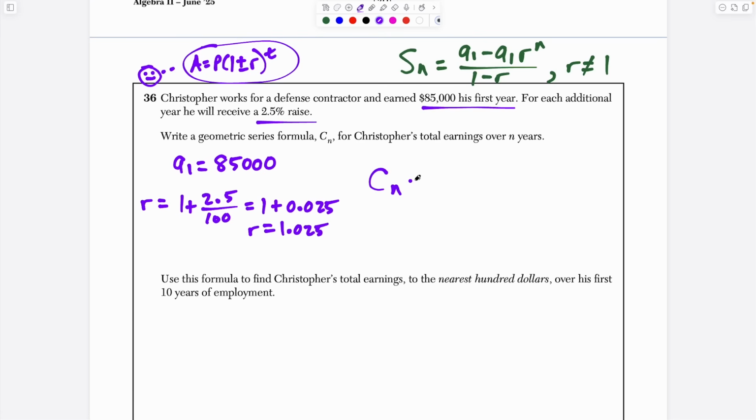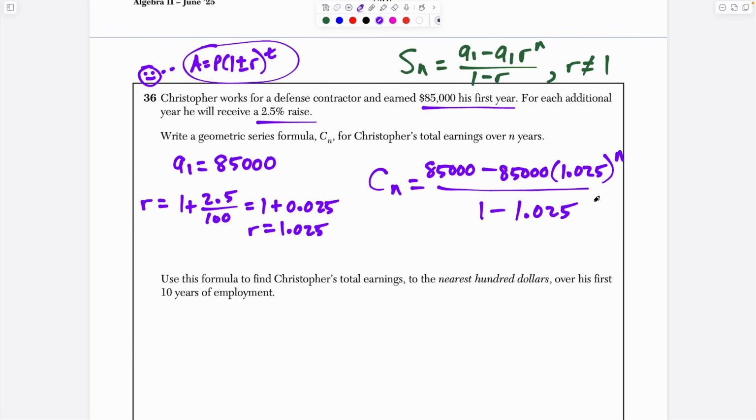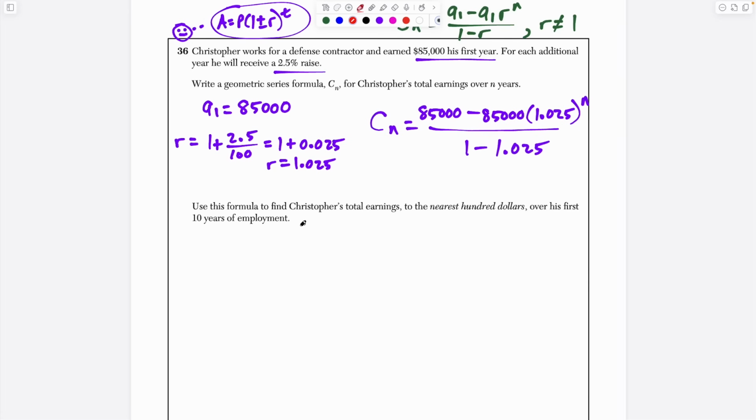We're going to call it C sub n equals A1, which is 85,000, and then we're subtracting 85,000 again, but this time times R, which is 1.025 to the power n. And we're dividing by 1 minus R, so 1 minus 1.025, like this. So next they're telling us to use this formula to find Christopher's total earnings to the nearest $100 over his first 10 years of employment. So here, now all we have to do is just plug in 10.